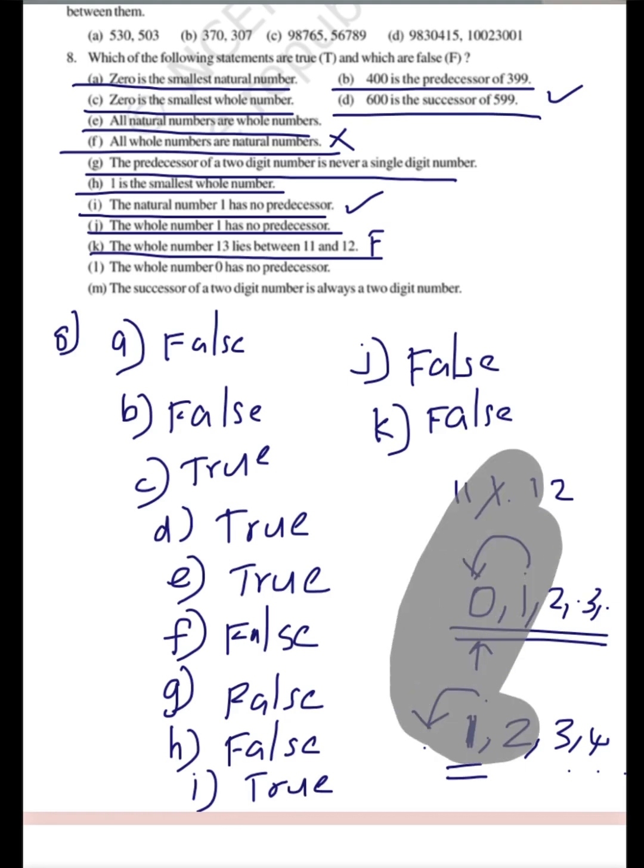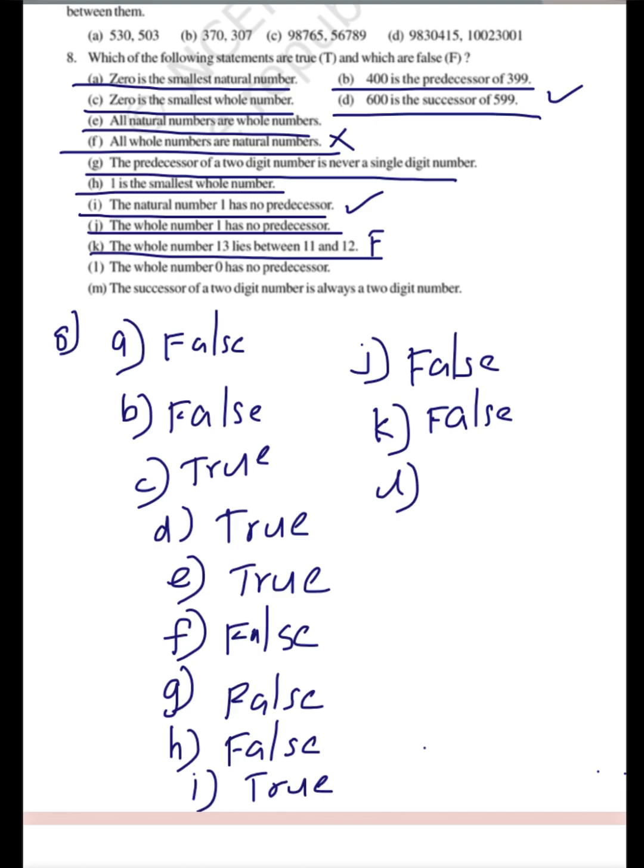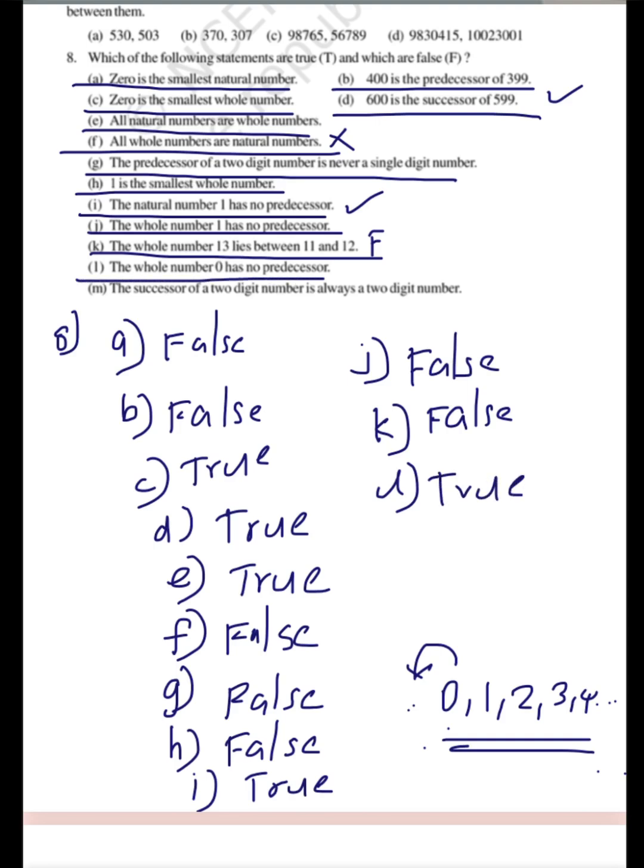Now what about L? Whole number 0 has no predecessor. Whole numbers are 0, 1, 2, 3, 4. Now, is there any number before 0? In the case of whole numbers, no. You cannot see any number before 0. That means whole number 0 has no predecessor. That is a true statement.